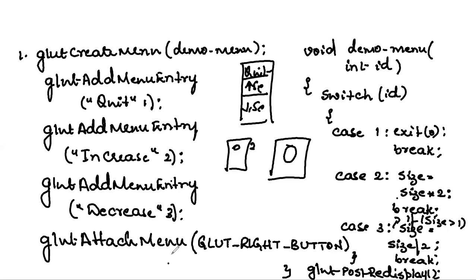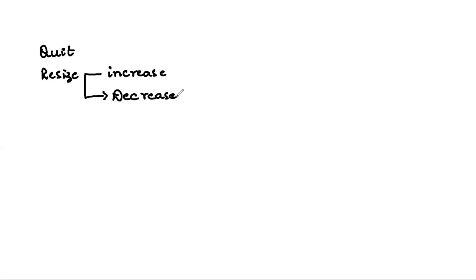Now let us see how GLUT supports the hierarchical menu. Let us see what that hierarchical menu is. Let's say in my menu I have this quit, and next I have resize. When I click resize, I have two options. One is to increase the size, the other one is decrease. This is either double the size or reduce to half the size. If I want to create this hierarchical structure, this is also supported in our graphics. Let us see how to do this.